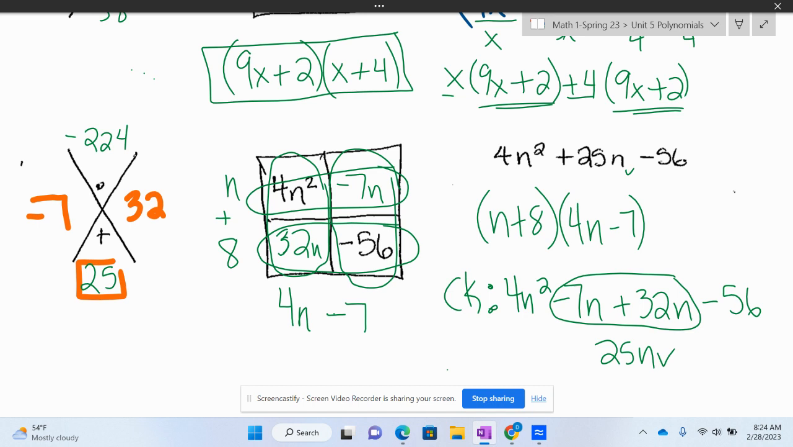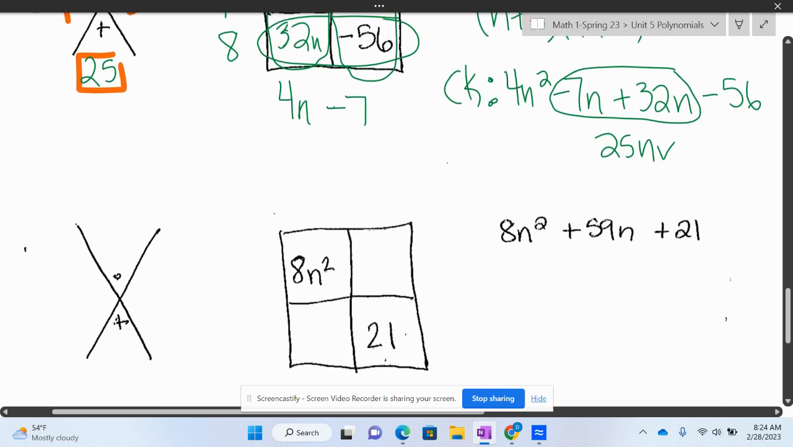Okay. So what method do you guys think you like the best? You like the grouping method? Yeah. What do you guys think? Grouping or factor box? Grouping? Okay, so can we do the last two using the grouping method? Okay, cool.